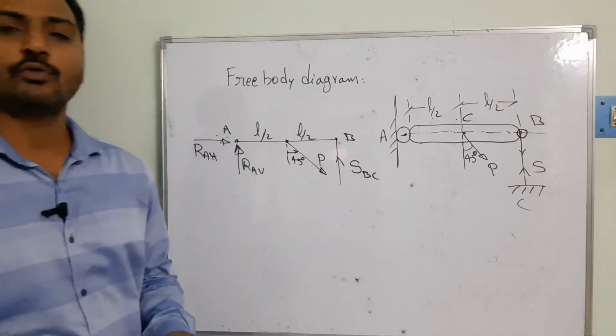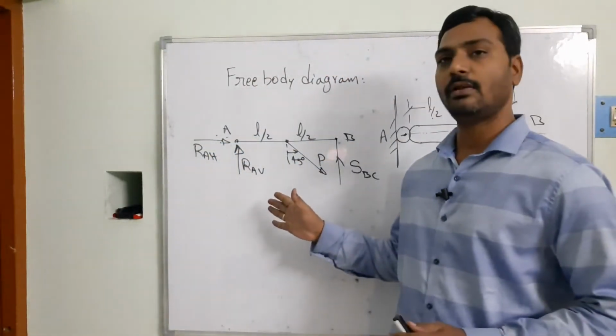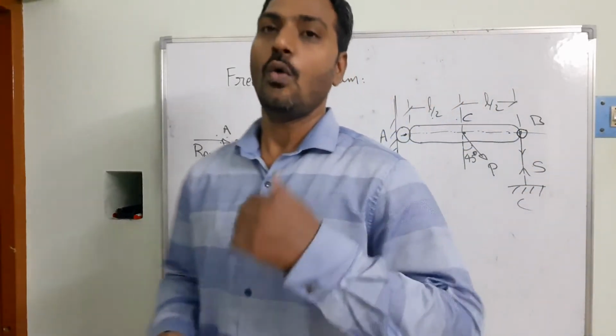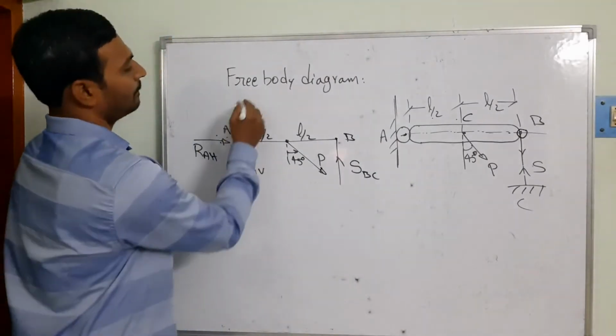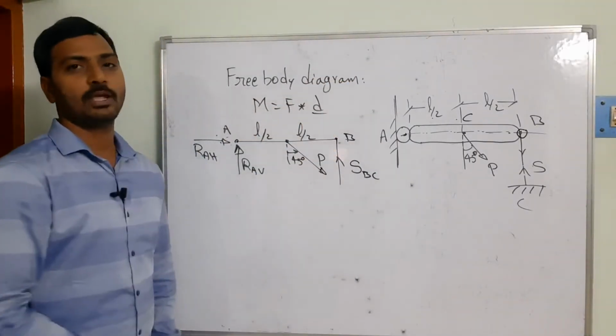Now once we have drawn the free body diagram, it is very clear that the forces are available and the geometrical properties are also available. And one more thing we need to check over here. That means the moment is equal to force into perpendicular distance, I am going to be calling.